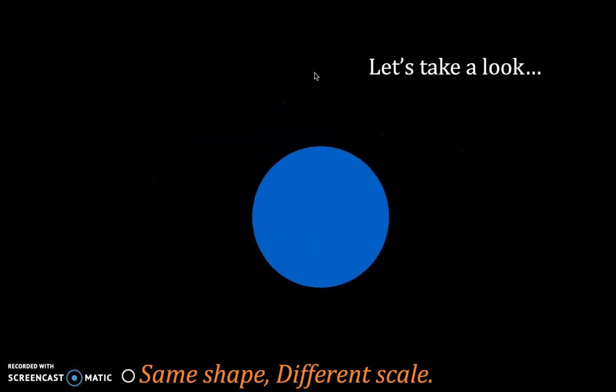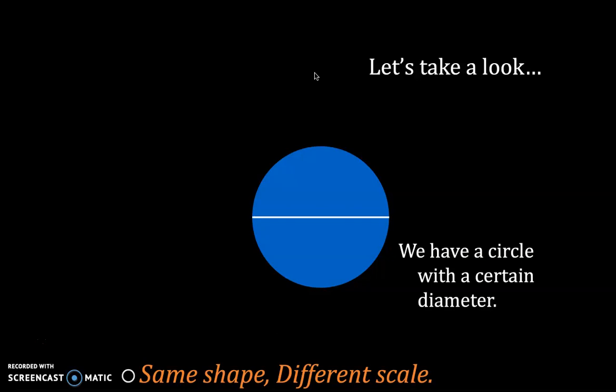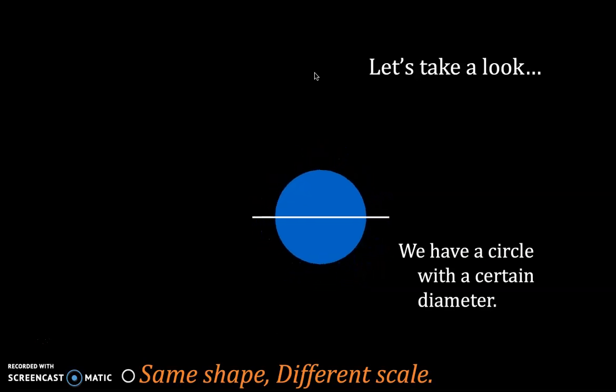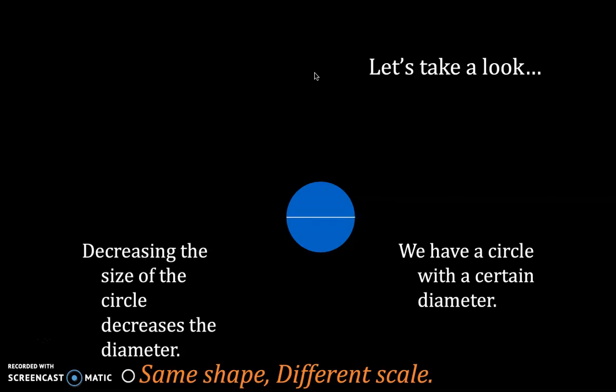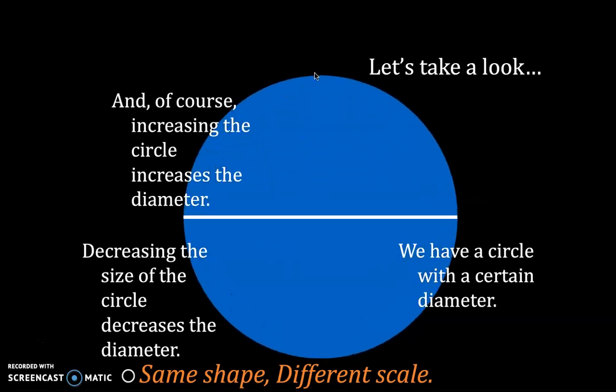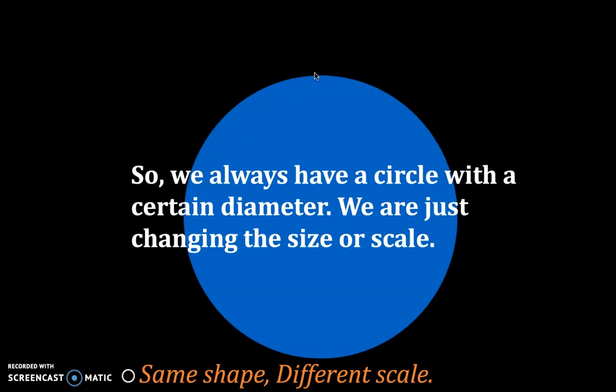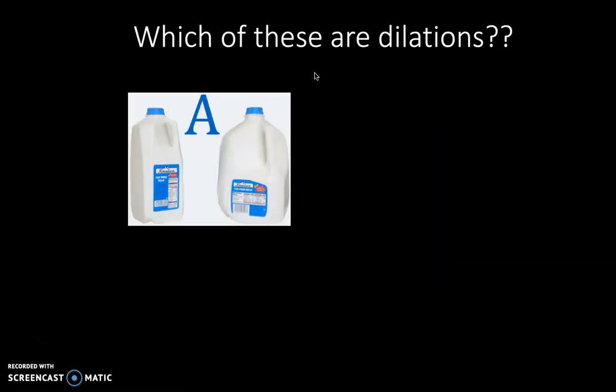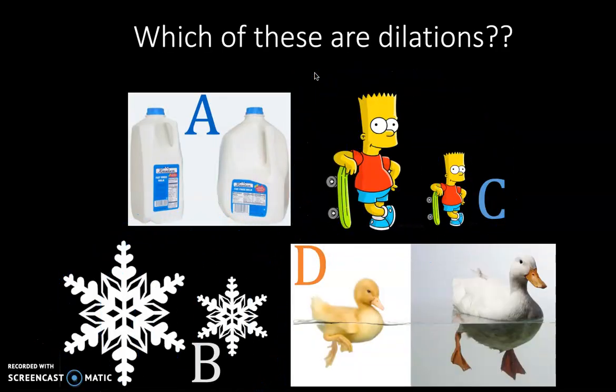So if we took a look at this figure right here, same shape, same size, and we took the measurement of the diameter, we can shrink it using that measurement. We can decrease the size of the diameter to create the smaller one. Or we can increase the size by multiplying the size of the diameter. So we're just changing the size, not the shape.